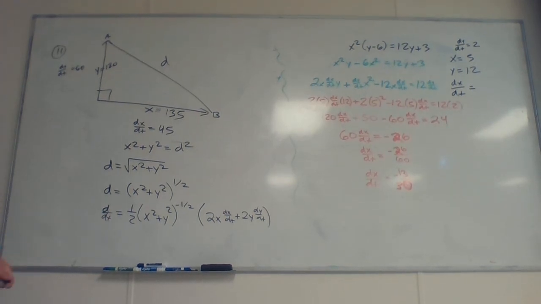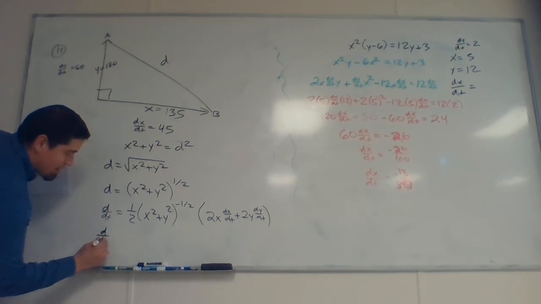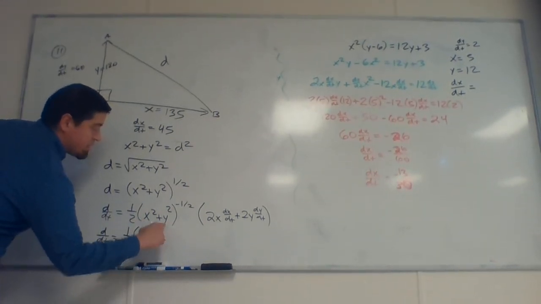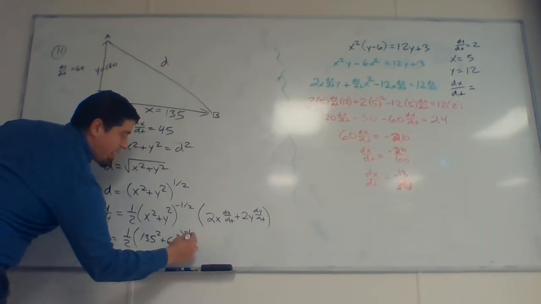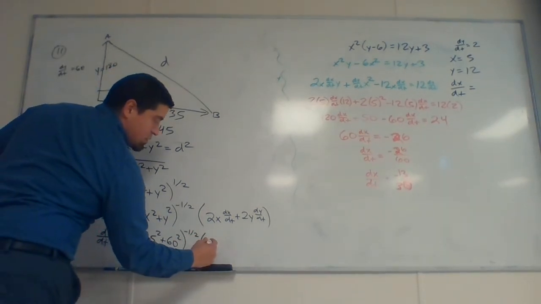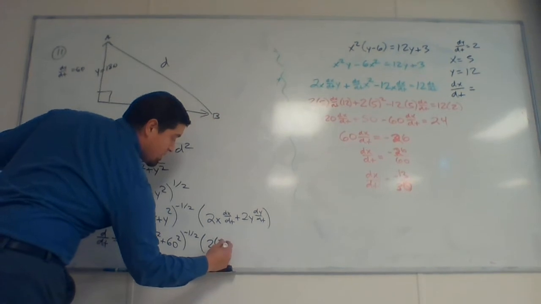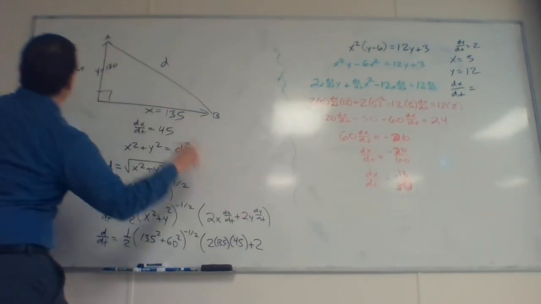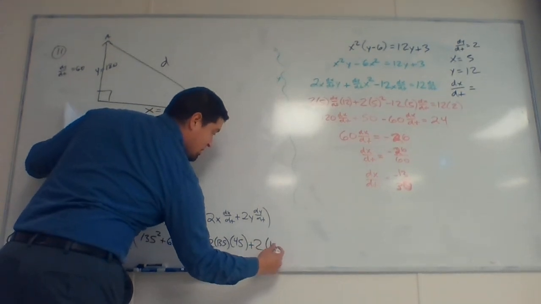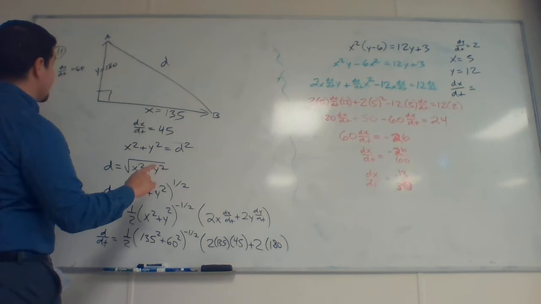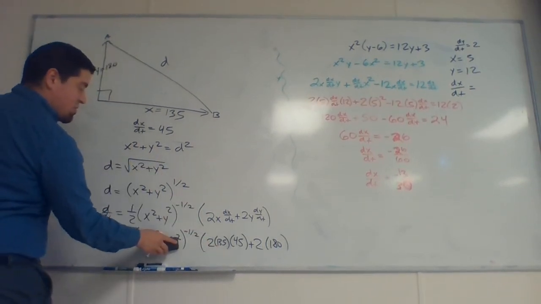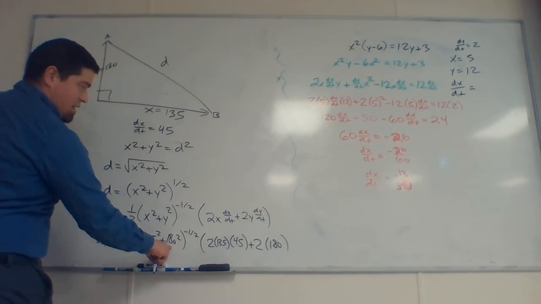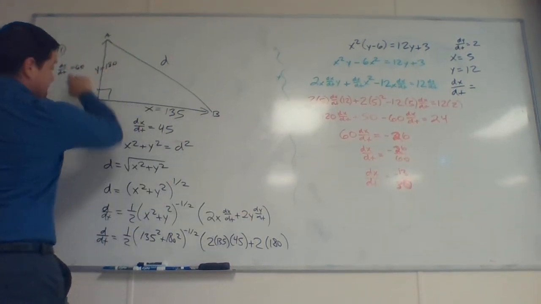Okay, so you'll have a calculator, right? What you would put in the calculator would be 1/2 times 135 squared plus 60 squared to the negative half, times 2 times x, which is 135, times dx/dt, which is 45, plus 2 times y, which is 180, because that's what we said y was. 2 times 180 times dy/dt, which is 60. Yeah. Okay.